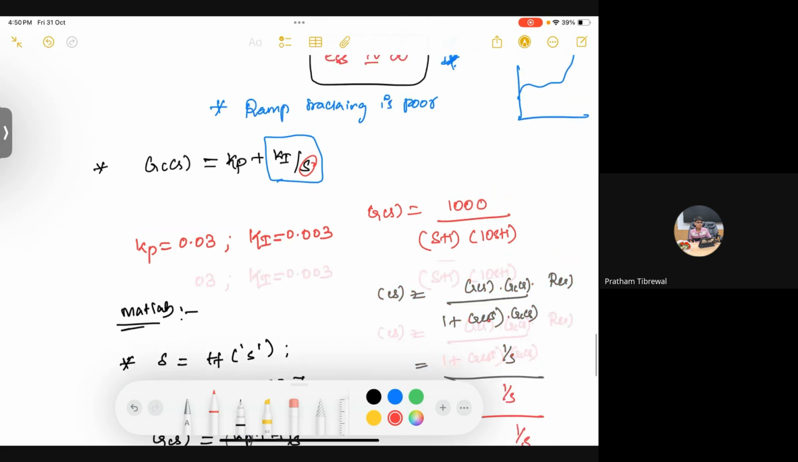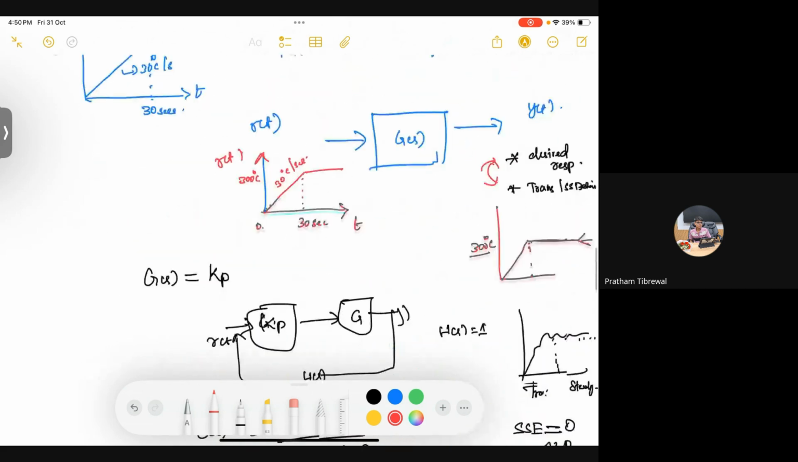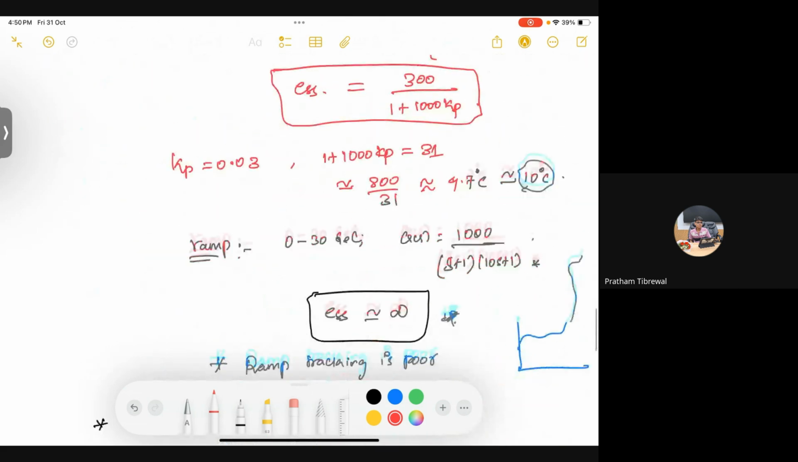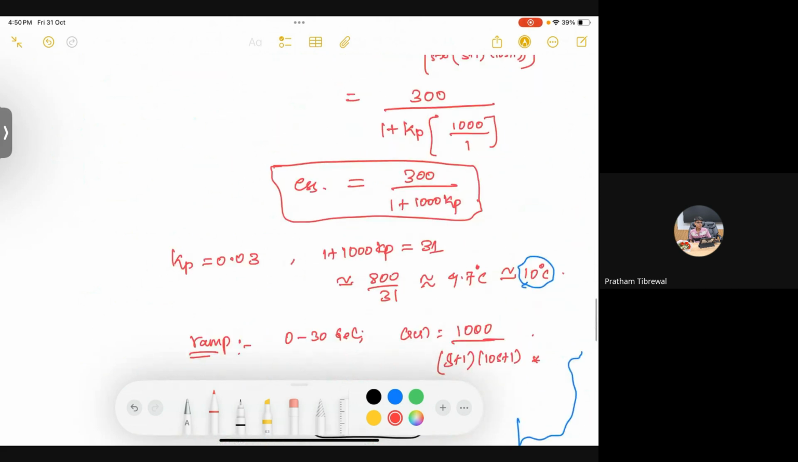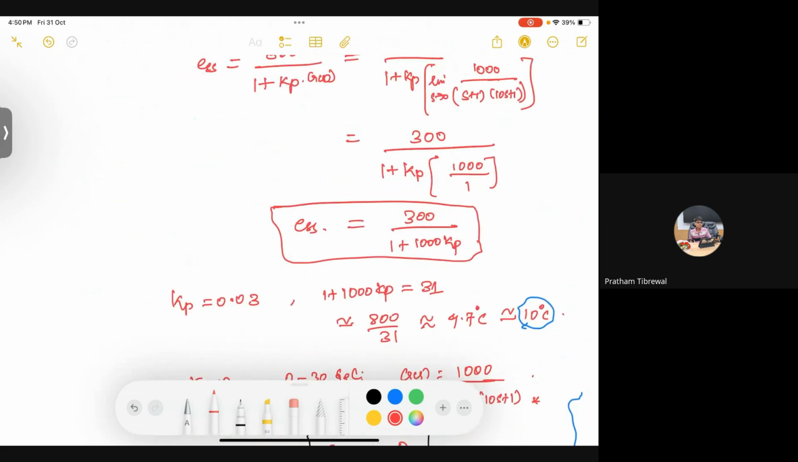290 is also valid. Earlier, if it is 10 degrees Celsius here, if it is 10, we would have chosen 0.01. Then this will give me 10, 1 by 300 by 1. Or the same 300, if we take, it will be 10, 1 by 1 plus 10 Kp is equal to this 31. That will be 290. Yes, it will be valid.